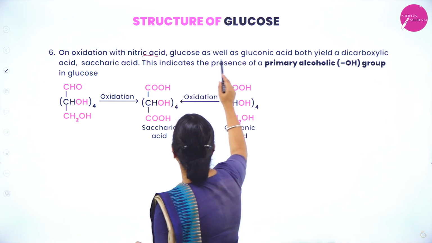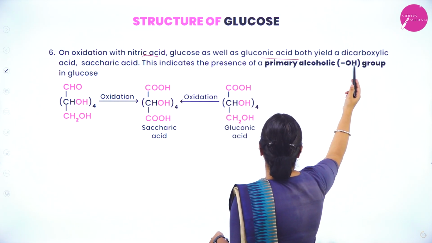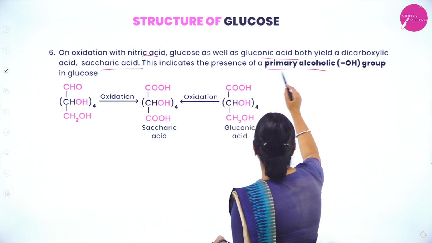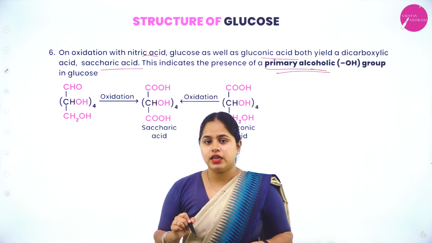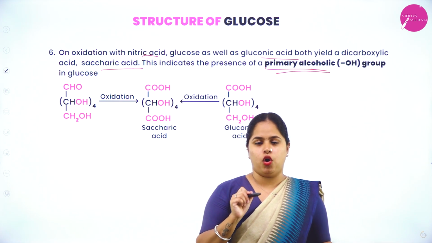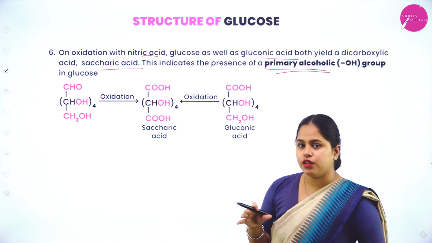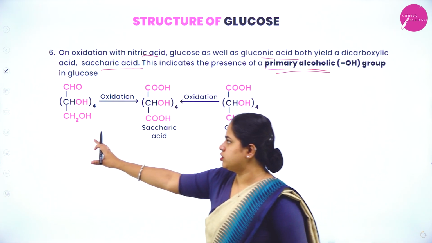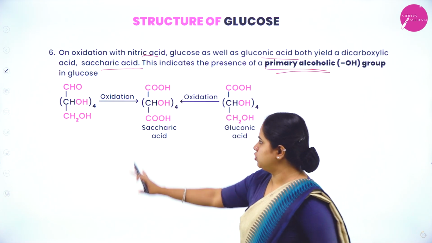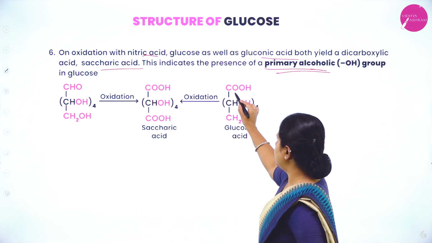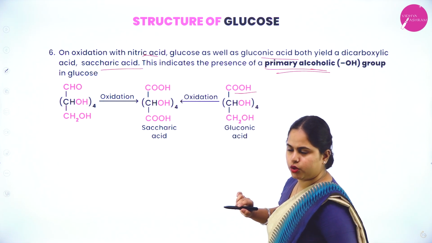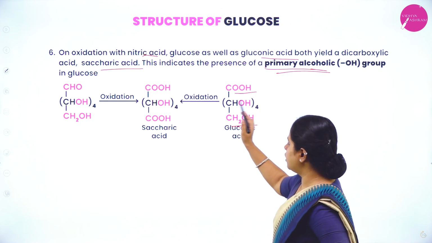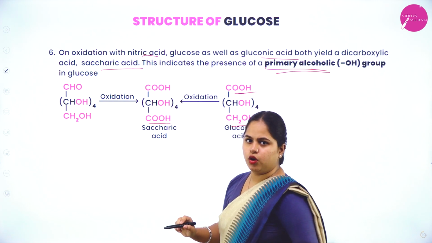What is happening? Glucose as well as gluconic acid both yield a dicarboxylic acid which is called saccharic acid. This indicates the presence of a primary alcohol. Okay, so there is also a primary alcohol here, because of which both gluconic acid and glucose will undergo oxidation to form saccharic acid. As you can see here, you have a COOH, that is a carboxylic group, and you have a primary alcohol here. This is called gluconic acid. So when this undergoes oxidation, you are getting a COOH here as well.